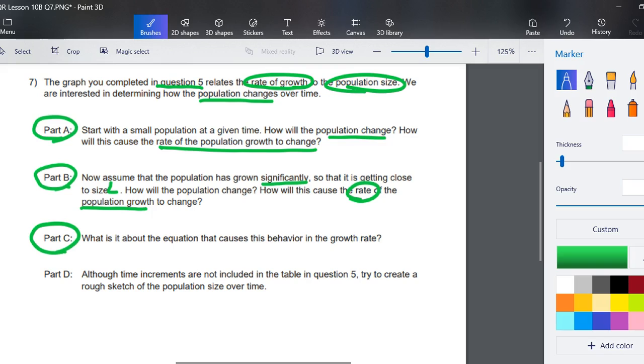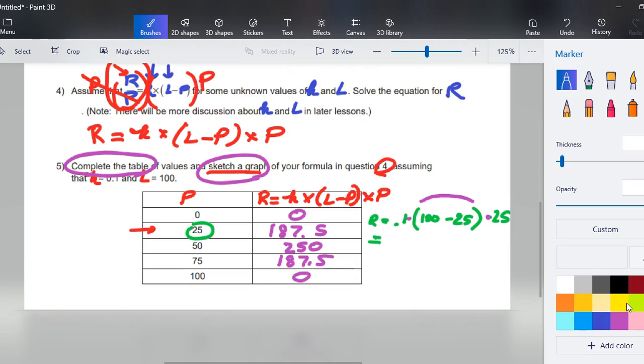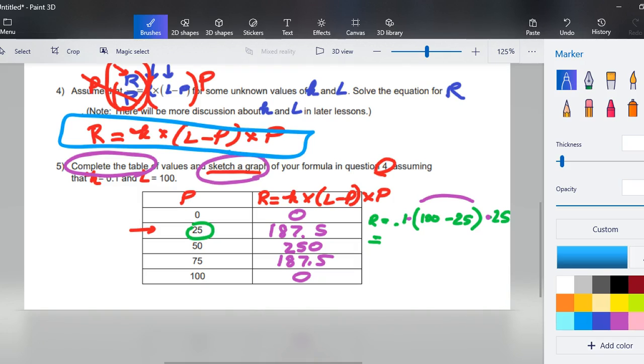Part C, what is it about the equation that causes this behavior in the growth rate? I want to go back to that equation. So looking back at this equation and then reading question part C, what is it going to be about the equation that causes the behavior in the growth rate? And so right here, L is 100. So I'm going to put 100 right here.